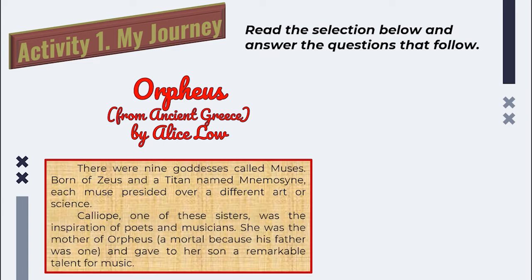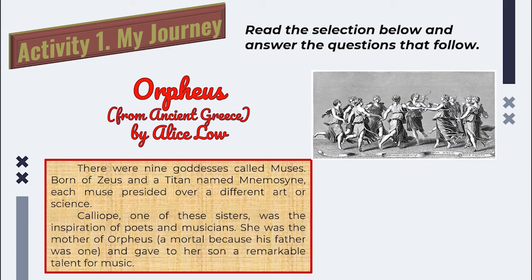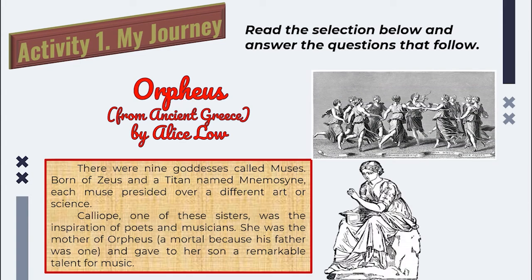There were 9 goddesses called Muses, born of Zeus and a Titan named Mnemosyne. Each muse presided over a different art or science. Calliope, one of these sisters, was the inspiration of poets and musicians. She was the mother of Orpheus, a mortal, because his father was one, and gave to her son a remarkable talent for music.